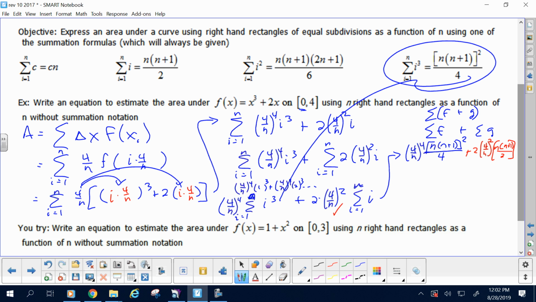All right. So, boom. Now that surely could clean up, but as far as answering the question, did we find a formula without summation notation? Yeah. All right. Now we could clean that up, and we will clean that up, and we'll use end behavior in a second. But as far as the question goes, we're done. Cool. Okay.